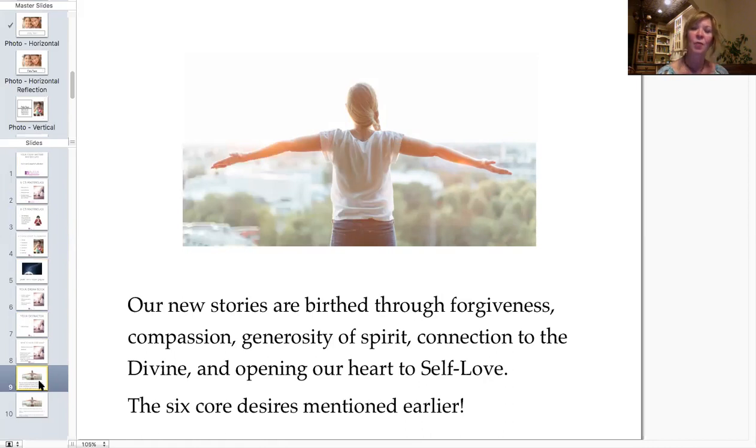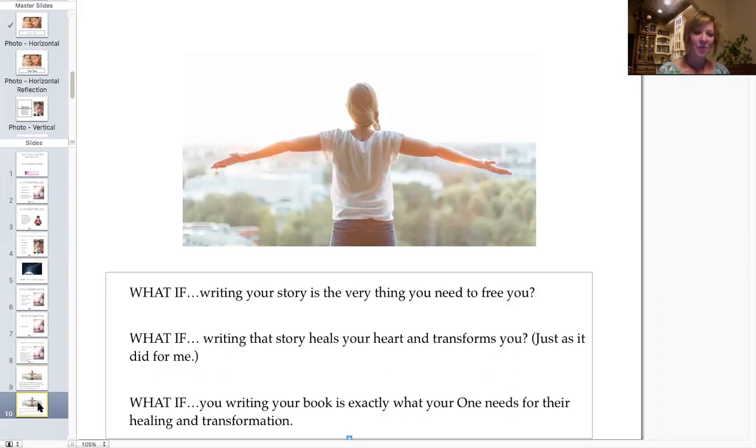That's really what I want to help people with in this new endeavor, this publishing company that I've created. So I'd like you to just ask yourself, what if? What if writing your story is the very thing you need to free you? And what if writing the story heals your heart and transforms you, just as it did me? And what if writing your book is exactly what your one needs for their healing and transformation?